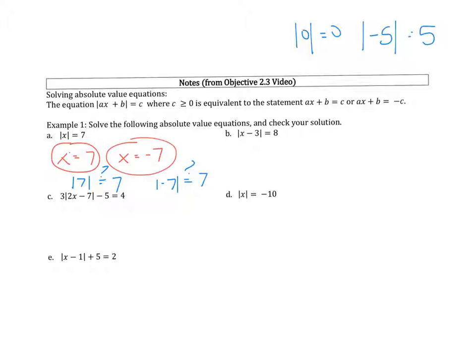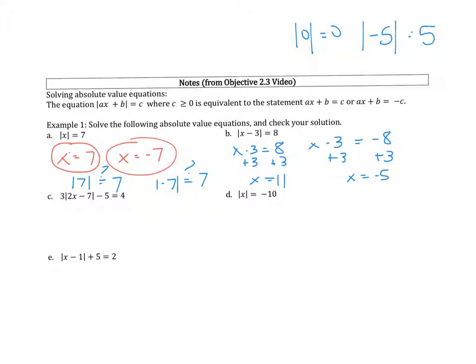Okay, so we're going to use the same method on example 1b. So we're going to take what's inside the absolute value and set it equal to what's outside, and what's inside equal to the opposite of what is outside. And then we're going to solve both equations. So to do that, we're going to add 3. We end up with the answers 11 and -5.